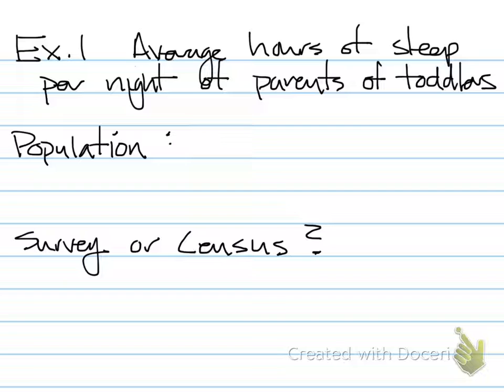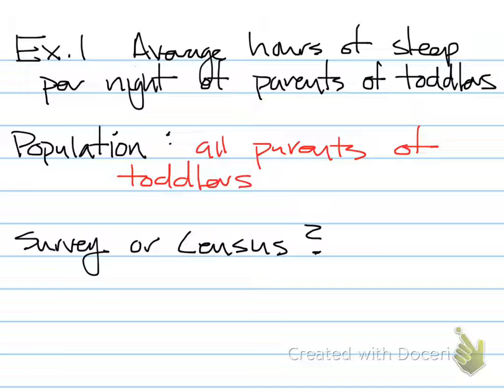In this example, we're told that the average hours of sleep per night of parents of toddlers was being studied, whereas the entire population would be all parents of toddlers. And this would be a survey because it's not possible to get data from every parent that exists.